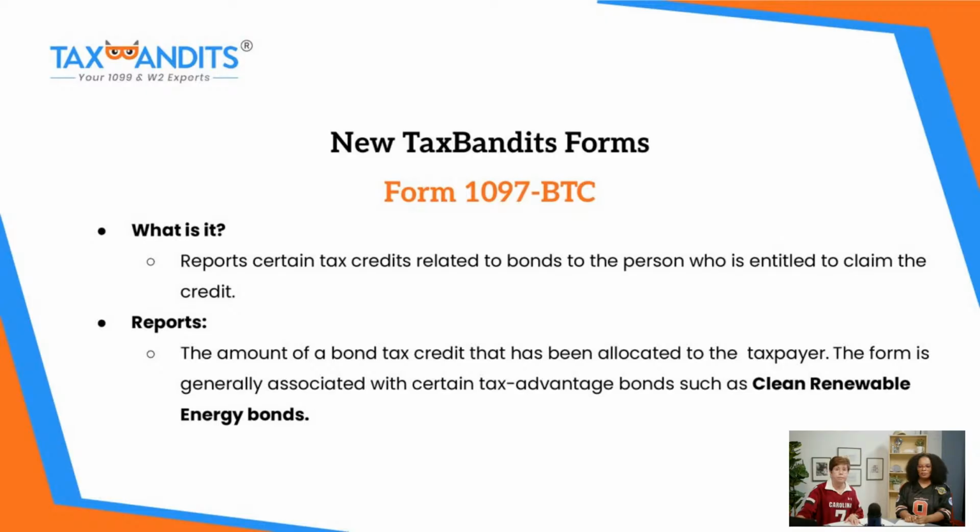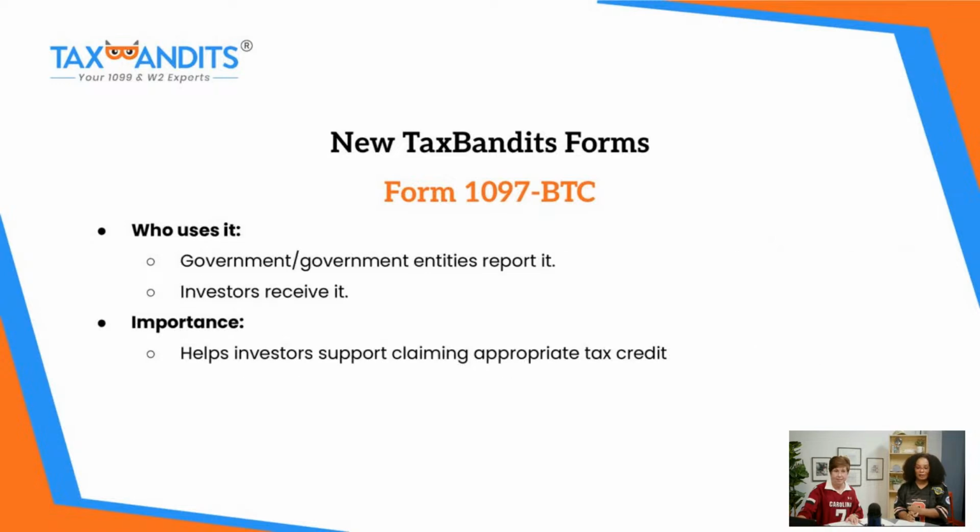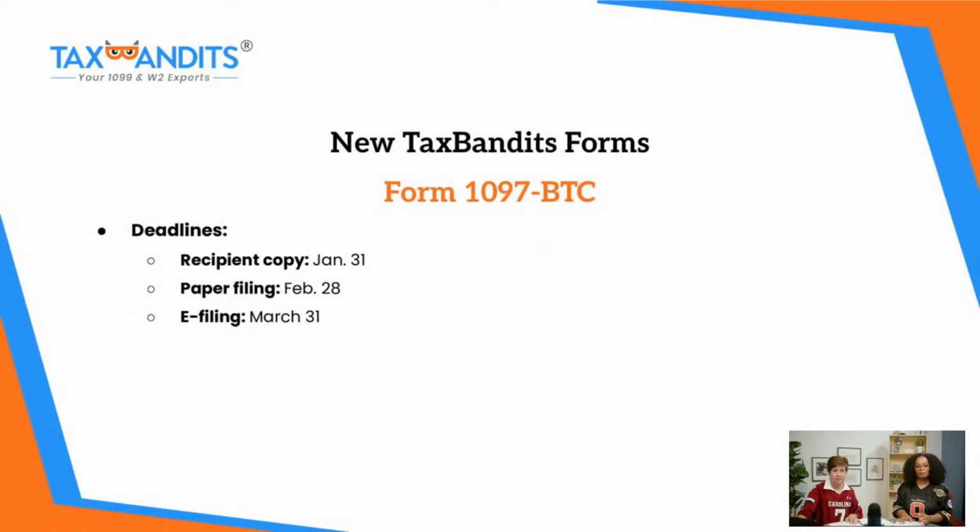All right, and Form 1097-BTC. Now, when I first originally saw this, I always thought Bitcoin, but it's not Bitcoin. So this form is used to report certain tax credits related to bonds to the person who is entitled to claim that credit. The amount of a bond tax credit that has been allocated to the taxpayer. The form is generally associated with certain tax advantage bonds, such as clean renewable energy bonds. The government and government entities report it, investors receive it. This helps investors support claiming appropriate tax credits.